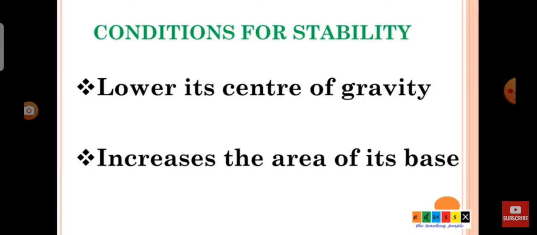Now we see about the conditions for stability. To make a body more stable, lower its center of gravity and increase the area of its base. The box is at the point of tipping over. A heavy base lowers the center of gravity, so the box does not tip over. A broad base makes the box more difficult to tip over.